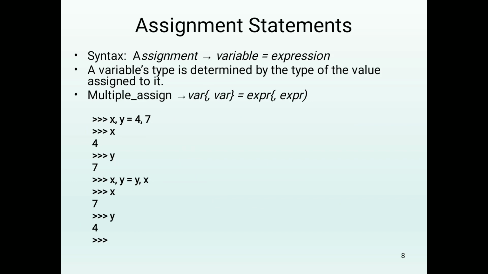Okay. Assignment statements. So what are assignment statements? Assignment is variable equal to expression, which is called the assignment. A variable's type is determined by the type of the value assigned to it. So, multiple assignment: here not only a single variable, you can use multiple variables also. Similarly, on the right hand side you can use a single expression or multiple expressions also. For example, you can see x comma y is equal to 4 comma 7.